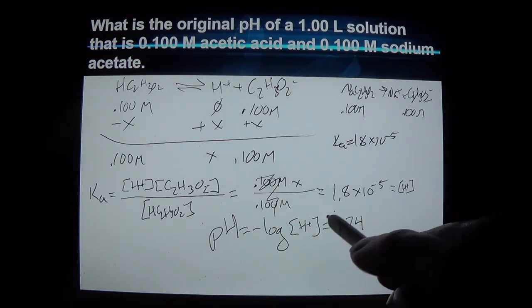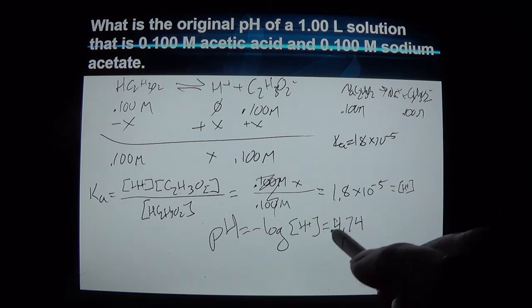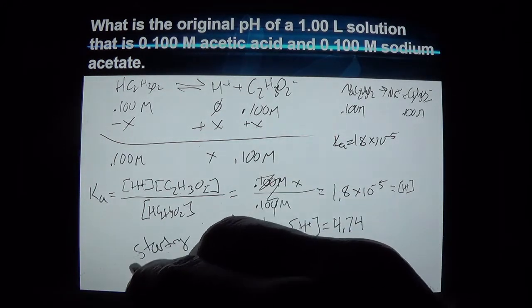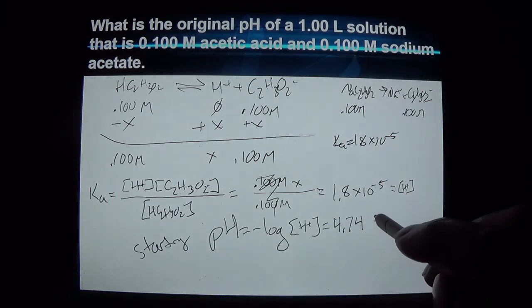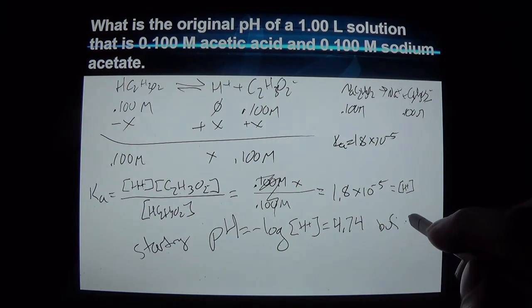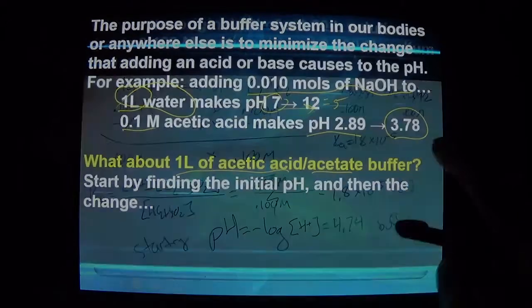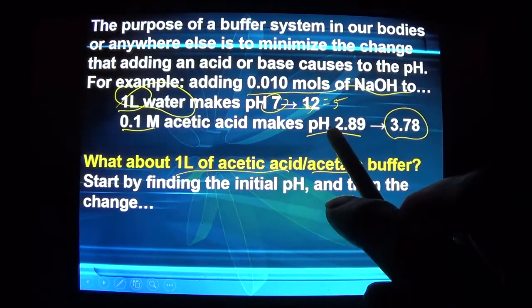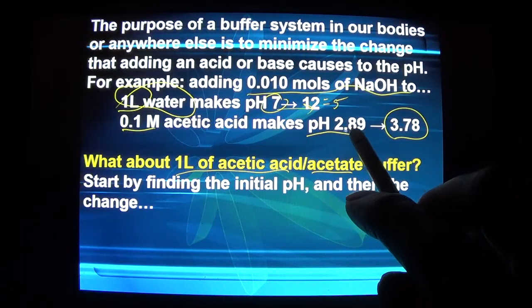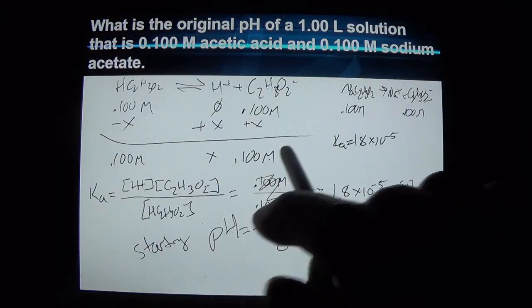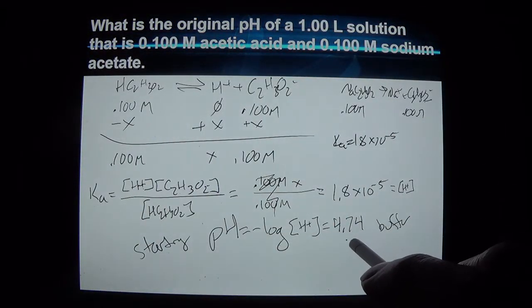Okay, let's discuss this. What is this? This is the starting pH, the starting pH of the buffer. Previously we talked about how acetic acid on its own starts at 2.89. Well, as this buffer of equal amounts of acid and salt, it's now going to start at 4.74.